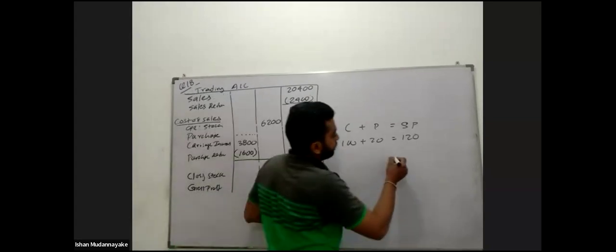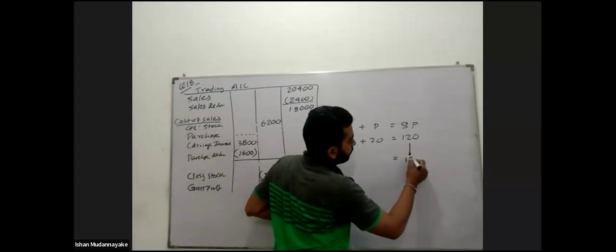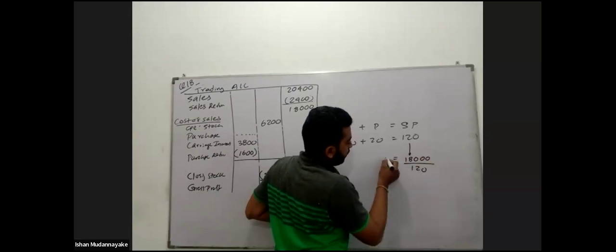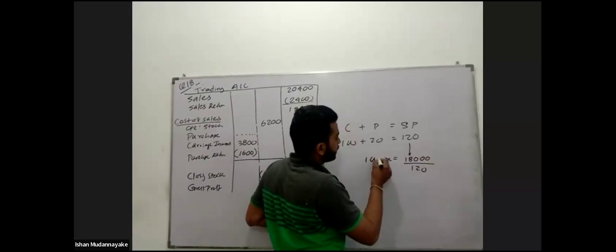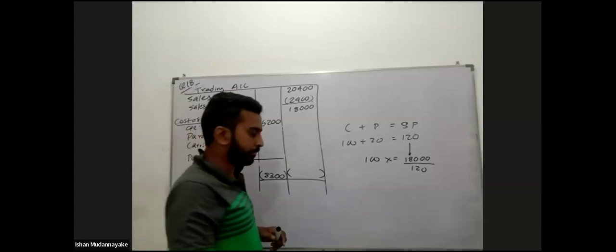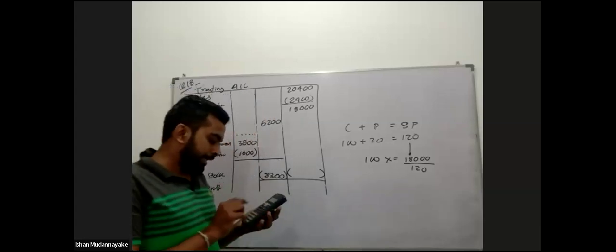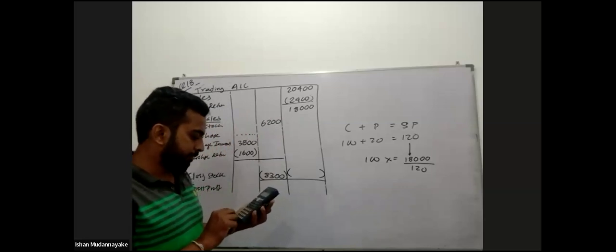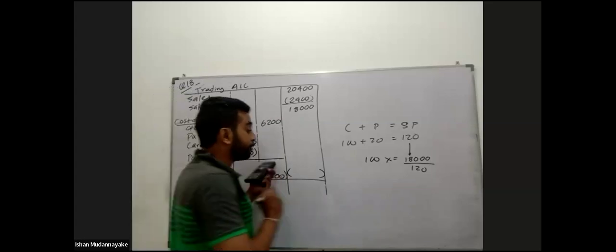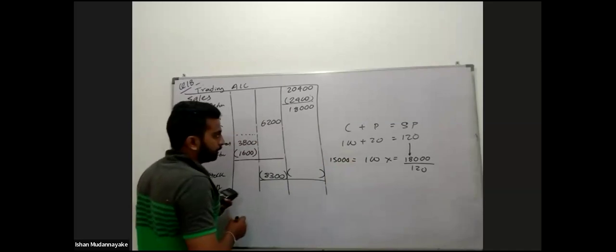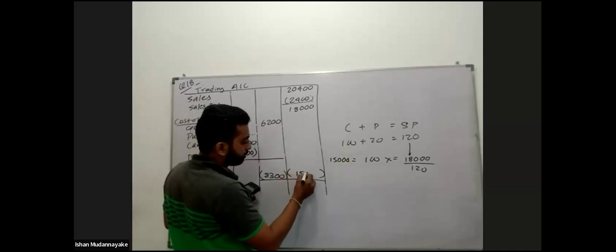Net sales 18,000. 18,000 divided by 120, multiplied by 100 to calculate cost of sales. 15,000 cost of sales.